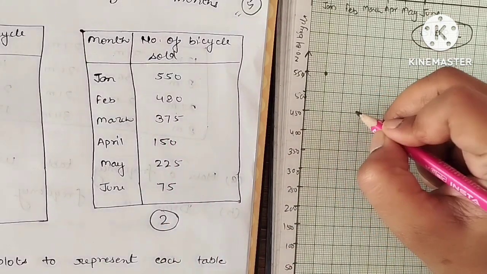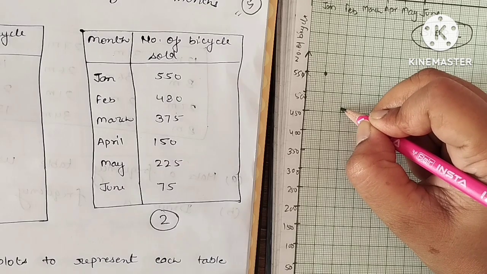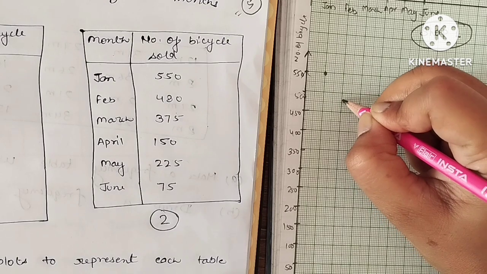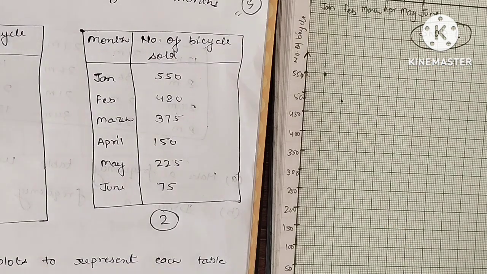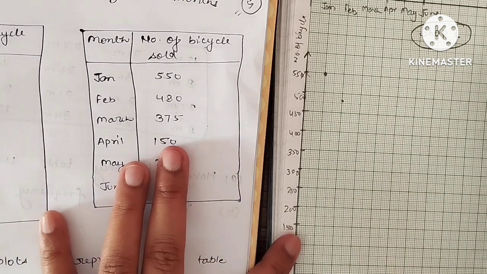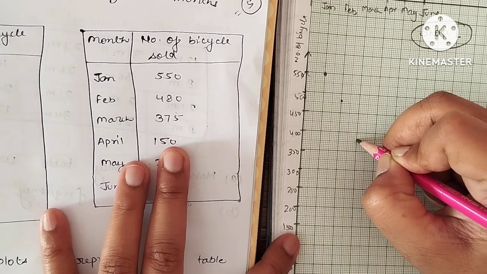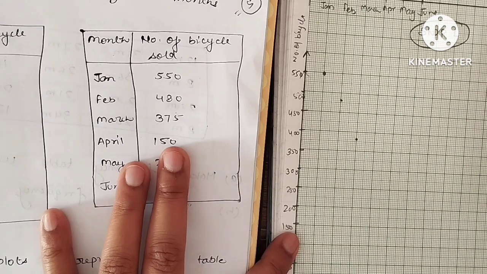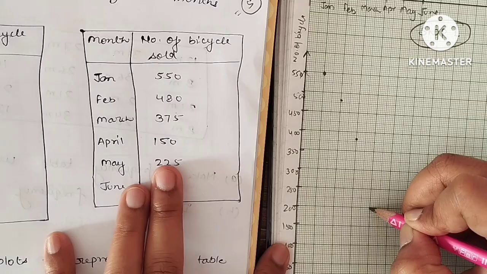Then 480. So this is my 450. Then 455, 460, 465, 470, 475 and this one is 480. Clear? Then 375. Then 350, again 375 will lie here. Count till 555. Then April 150. Where is 150? Here.